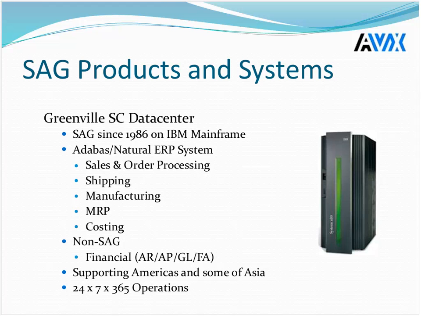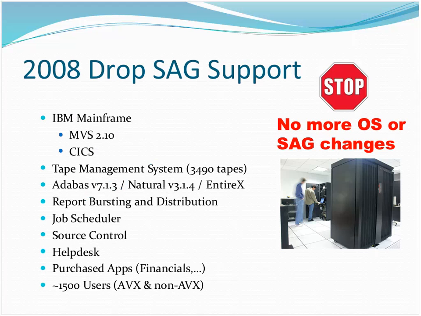So anyway, we're plugging away building systems for years and years, and then in 2008, we dropped SAG support. Well, the first thing you probably think of when you drop SAG support is you can't call SAG if you have any problems. That's true, so you better not have problems. But the other drawback is you also get no system upgrades. You get no patches, no zaps, no PTFs. So really you have to stop all of your system changes as well.